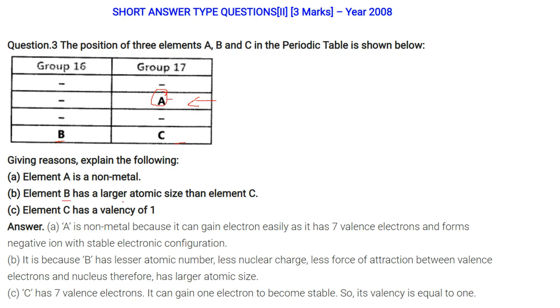Element B has a larger atomic size than C. Why is it larger? It is because it has a lesser atomic number as compared to this one. Less nuclear charge means less force of attraction between the valence electron and the nucleus which contains protons. Therefore, it has a larger atomic size. Element C has valency 1. C has 7 valence electrons, which is higher than 4. So 8 minus 7, that is 1, is the valency. It can gain 1 electron in order to become stable, so its valency is 1.